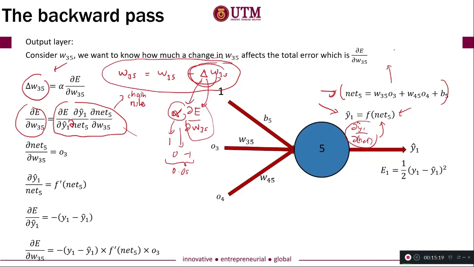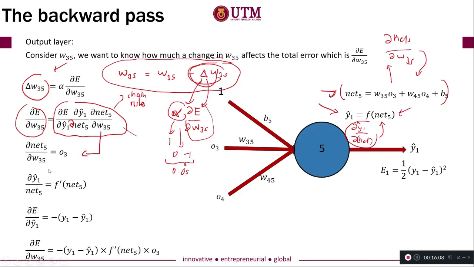So now, if I want to have this one, which is ∂net5 over ∂W35, I can obtain it from this function. That's why, in order to find ∂E over ∂W35, you can express it in this chain rule where you have three components: ∂E over ∂y1 hat, ∂y1 hat over ∂net5, multiplied with ∂net5 over ∂W35. Then from there you need to find one by one what is ∂net5 over ∂W35, which is this one.